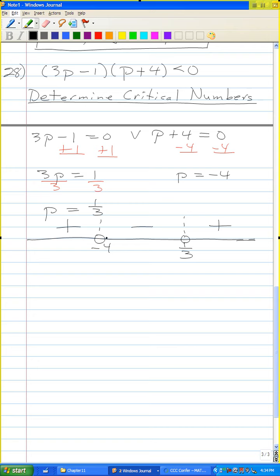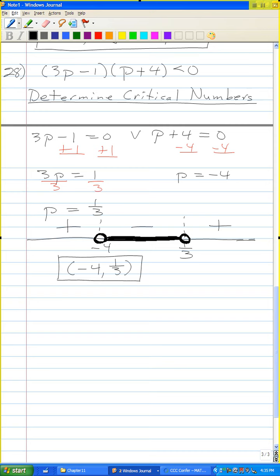And so we want this to be less than 0. And so let's fill in everything under the negative sign. And it says here there's no equals, it's just strictly less than 0. Therefore, I will leave these critical numbers as open circles. We will not include the critical numbers. And so my solution is just the open interval negative 4 to positive 1/3. And that is your answer.